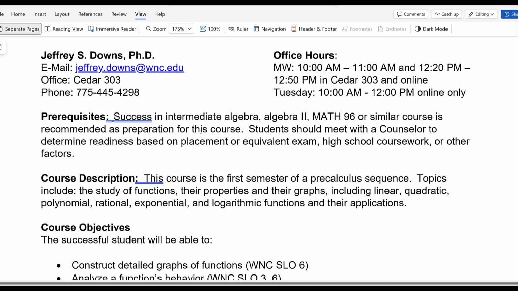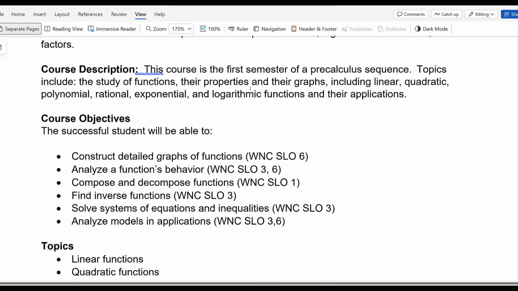Prerequisite: success in intermediate algebra, Algebra 2, Math 96 or a similar course is recommended as preparation for this course. Students should meet with a counselor to determine readiness based on a placement or equivalent exam, high school coursework, or other factors. Course description: this course is the first semester of a pre-calculus sequence.